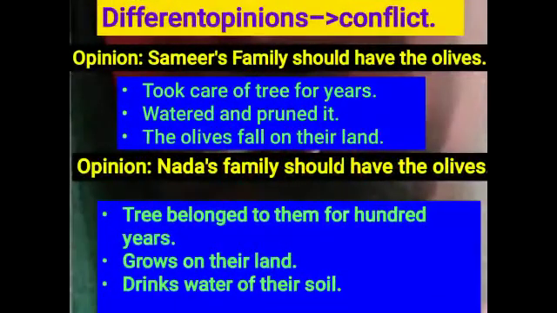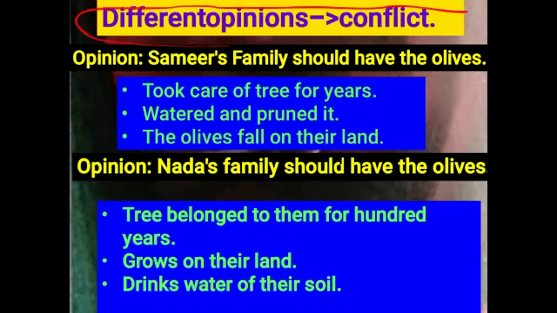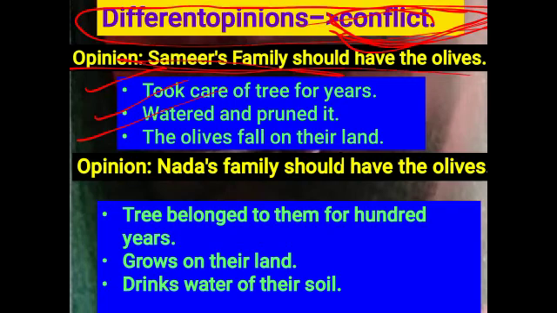Let's see. If we have different opinions, what happens? It leads to conflicts, meaning fighting, arguments. It leads us to conflict. So if you say that Samir's family should have the olives, your idea is because Samir took care of the tree for years, they watered and pruned it, the olives fall on their land, so that's why you can say that Samir's family should have the olives. If your opinion is that Nada's family should have the olives, then you would say because the tree belonged to them for 100 years, it grows on their land and drinks water of their soil.